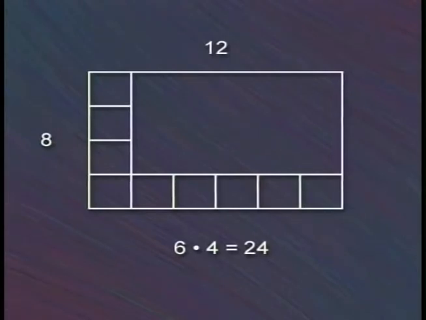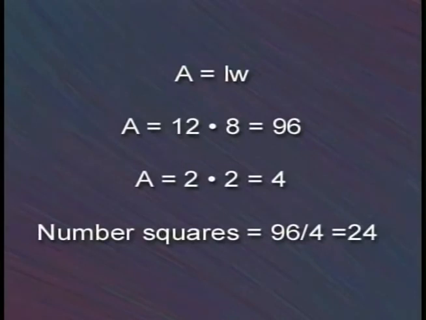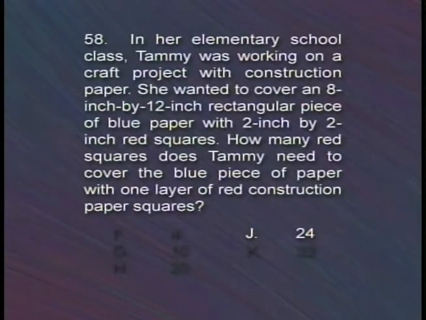There's another way to solve this problem. We could calculate the area of the rectangle. Area equals length times width, or 12 times 8 equals 96. Then we could calculate the area of the square. Area equals side squared, or 2 times 2 equals 4. To find how many squares are needed to cover the area of the rectangle, divide the area of the rectangle, 96, by the area of the square, 4. The correct answer, once again, is 24, which corresponds to answer option J.